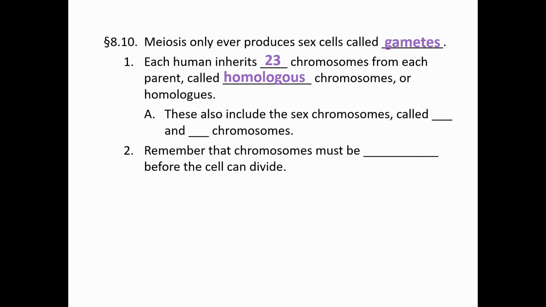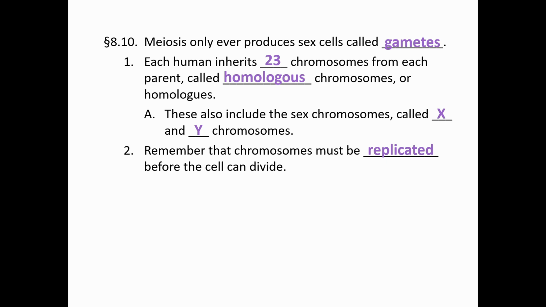Within that set of 23, we have the last one. So pair number 23 is going to be the sex chromosomes. This is going to determine male from female. And so we have X's and Y's. Females will be XX, males will be XY.